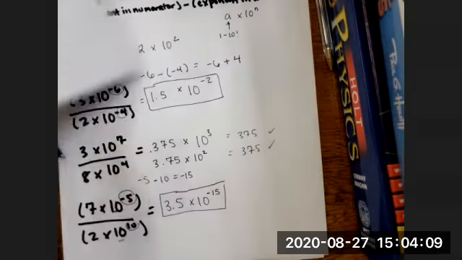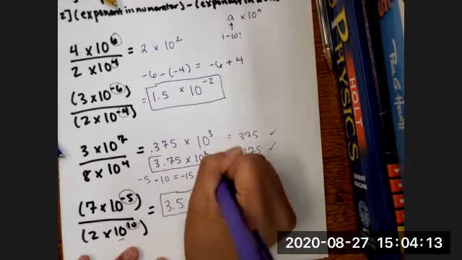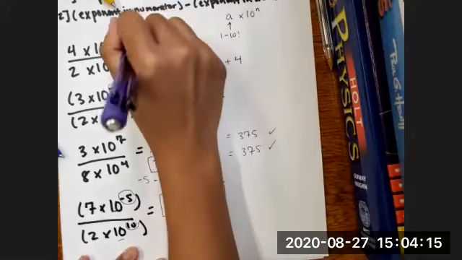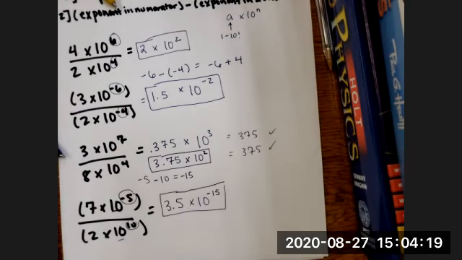So with that being said, everything in a box is the correct answer. And those are the answers for the division examples.